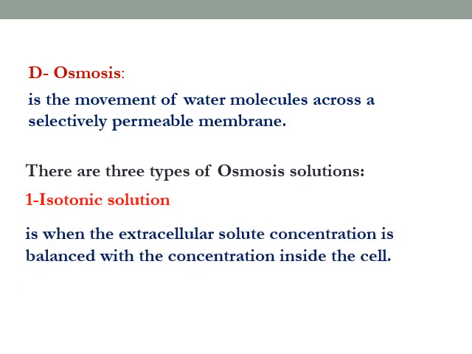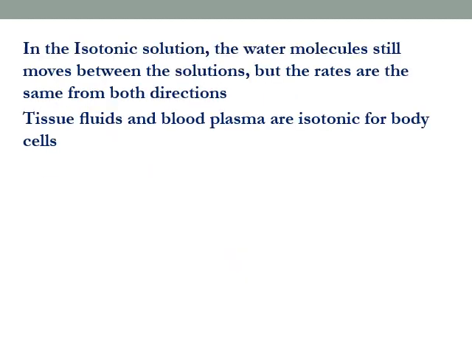The isotonic solution is when the extracellular solid concentration is balanced with the concentration inside the cell. In the isotonic solution, the water molecules still move between the solutions, but the rates are the same from both directions. Usually the tissue fluids and blood plasma are isotonic for body cells.